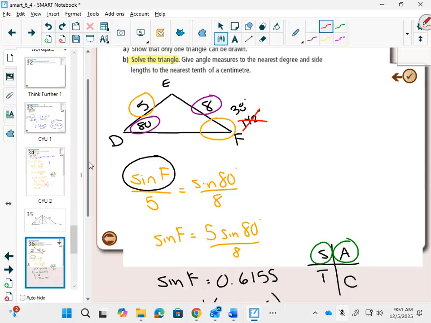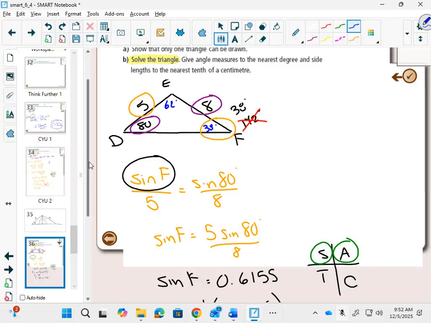So now that we know this is 38, I'm going to put everything new that I solved in blue. I know this is 38. We have to solve the whole triangle. What could you find next? You could find angle E, because you know they have to add up to 180 degrees. And we have 118 so far, so 62 degrees more.